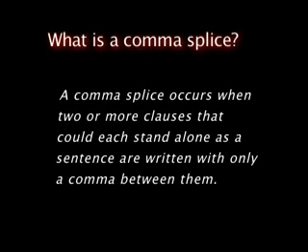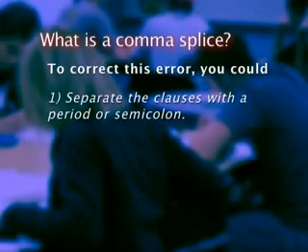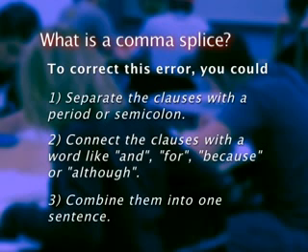Actually, a comma splice occurs when two or more clauses that could each stand alone as a sentence are written with only a comma between them. There are many different ways to fix a comma splice. The first way is to separate the clauses with a period or semicolon. You could also choose to connect the clauses using words like and, for, because, or although. Finally, you could just rewrite the comma splice into one sentence.